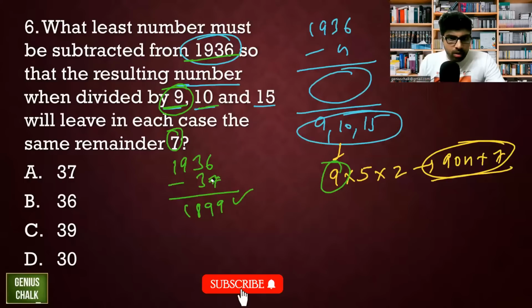If I take 36, it will be 1900 completely. And if you divide it by 9, it is giving you something divisible by 10 also. It is divisible by 10, right? And divisible by 15, we have to check.